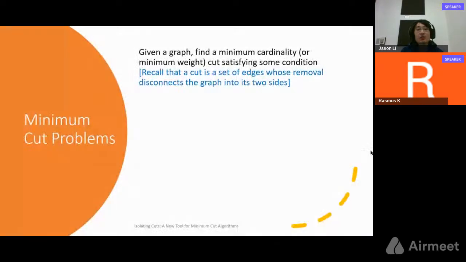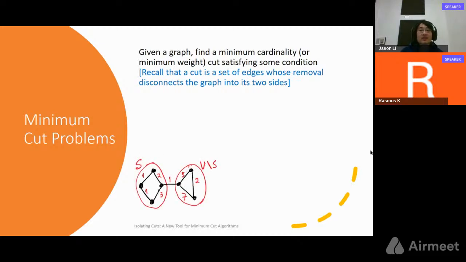Okay, so in this talk, we'll be considering various min-cut problems on graphs. This is formally defined as: given the graph, find a minimum cardinality or weight cut that satisfies some condition about disconnecting vertices from each other. For example, the most natural definition is to disconnect any two vertices from each other, which is the global min cut. In this case, the global min cut is 1 because we can delete the middle edge and separate the graph into two disconnected pieces.